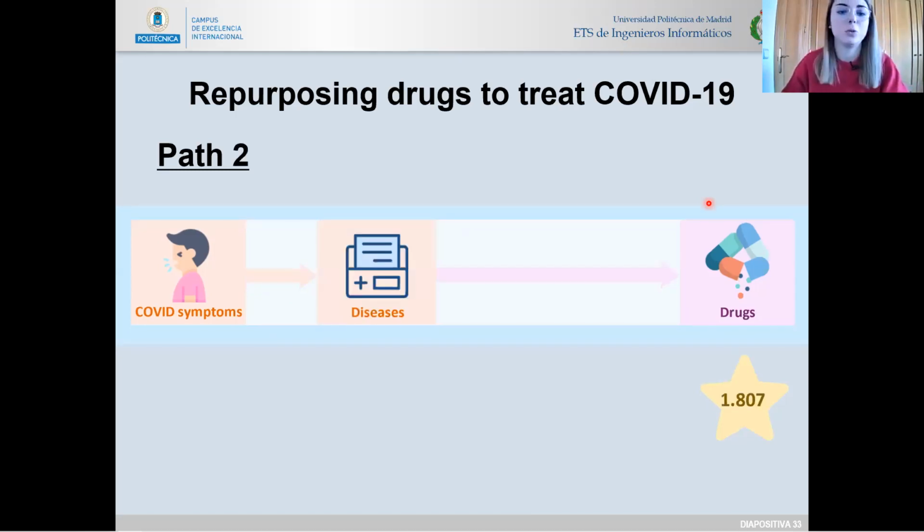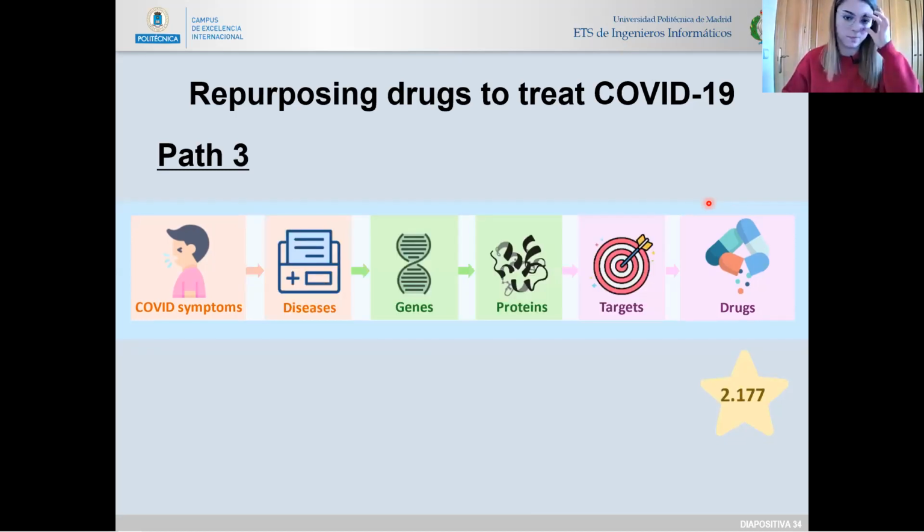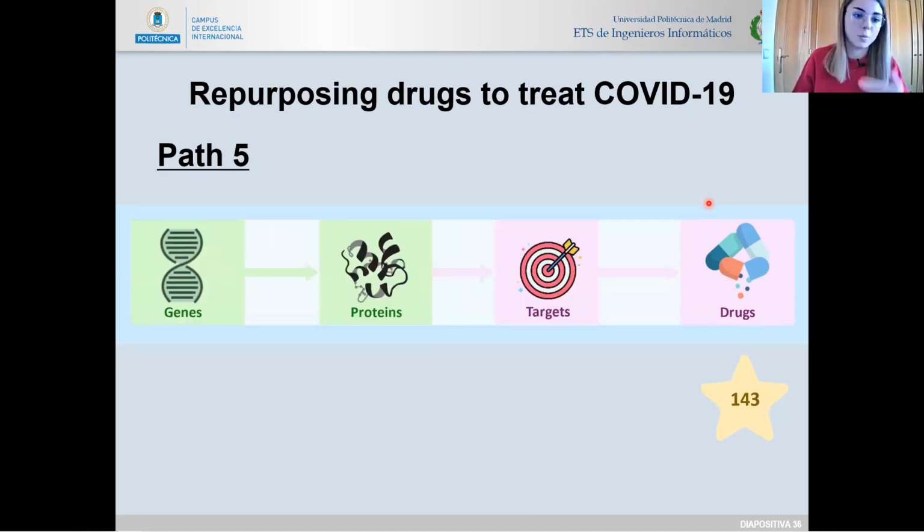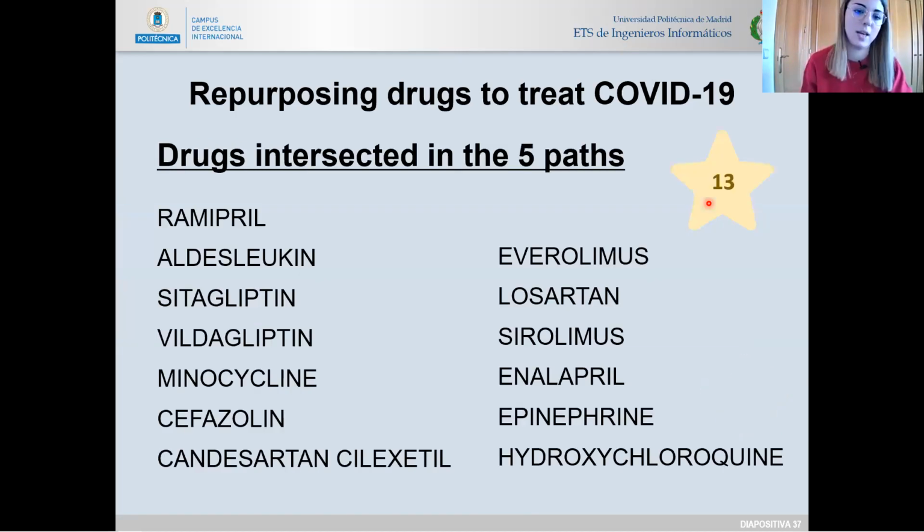So I'm not going to go too deep into this, because I think it's not quite relevant, but you can see that connecting the information and searching in all the possibilities can give us new uses for drugs that already exist and that we don't have to develop from zero. At the end, what we obtained from the 5 pathways, the intersected drugs in all the ways of information, were these.